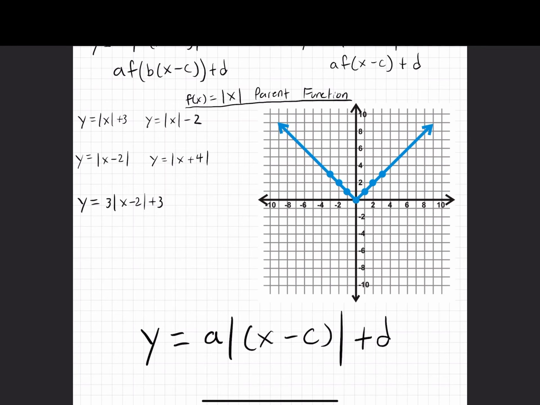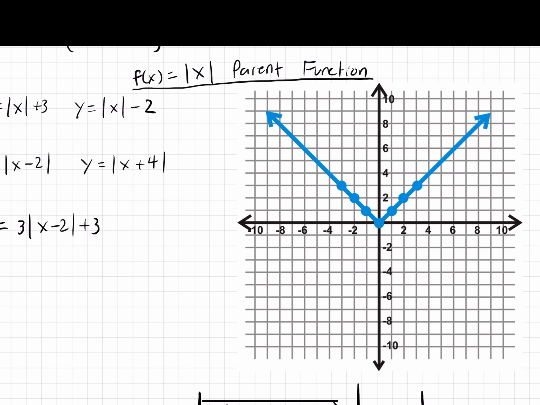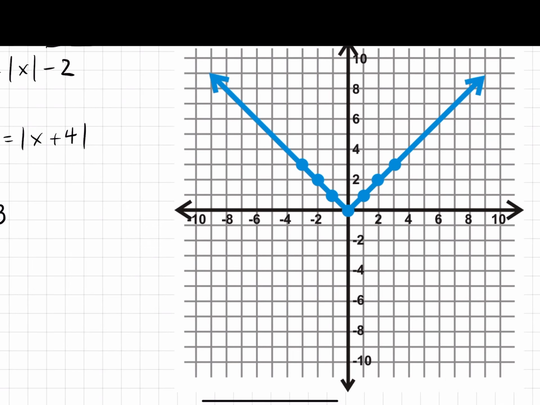Hi everyone, today I'm going to make notes on transforming the parent function of the absolute value function, which we see here. So if the parent function of the absolute value is f of x equals the absolute value of x, and we see it's centered at 0, 0, this is its vertex. Its min, its origin, 0, 0.